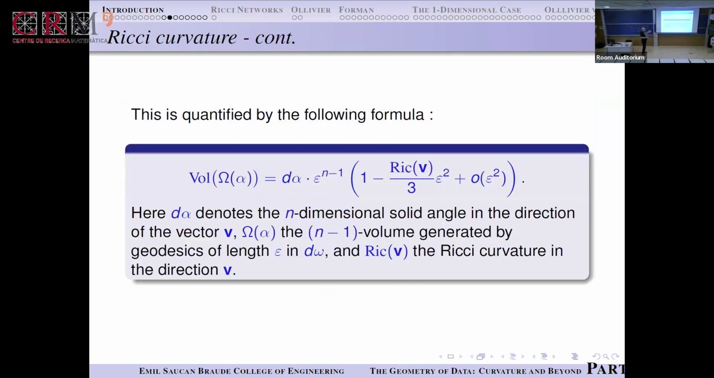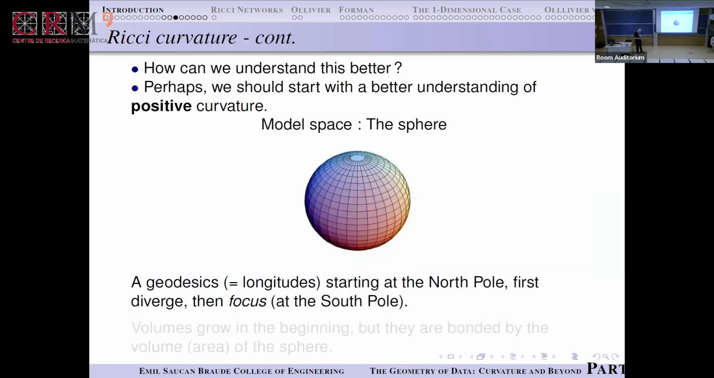Drawings are good, but this intuition comes from a formula, which formalizes how the volume grows as a function of Ricci curvature and of the distance. This is the Ricci curvature version of a classical result that goes back to 1848. It's a pair of theorems, the Bertrand-Diguet-Puiseux theorem, I don't know how to pronounce the name, which says how geodesics diverge in pairs, and this is for groups of geodesics. It's an important theorem.